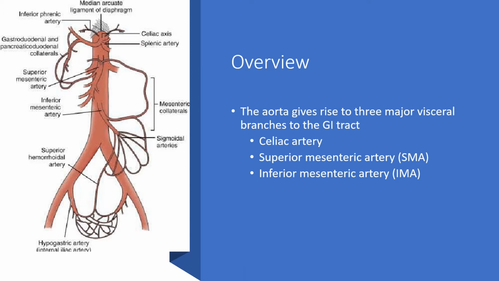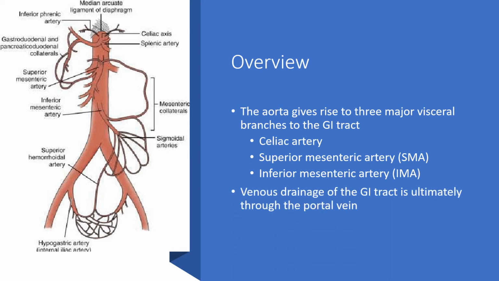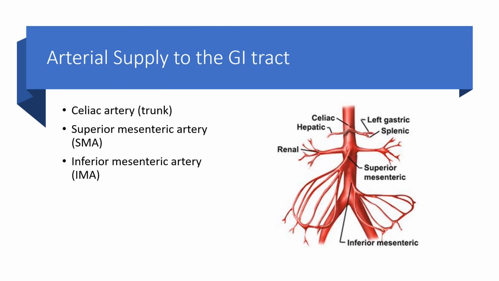The aorta gives rise to three major visceral branches to the GI tract: the celiac artery, superior mesenteric artery, SMA, and inferior mesenteric artery, IMA. Venous drainage of the GI tract is ultimately through the portal vein, and I will explain that later. As I said, the three major visceral branches are the celiac artery, superior mesenteric artery, and inferior mesenteric artery. So here's your celiac artery, celiac trunk, celiac axis, whatever you want to call it, superior mesenteric artery, and your inferior mesenteric artery.